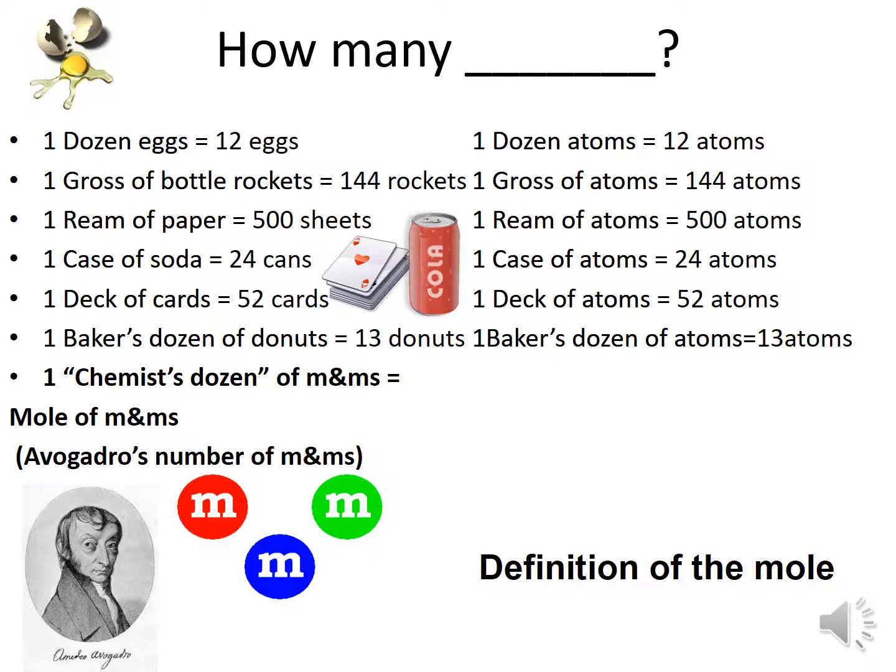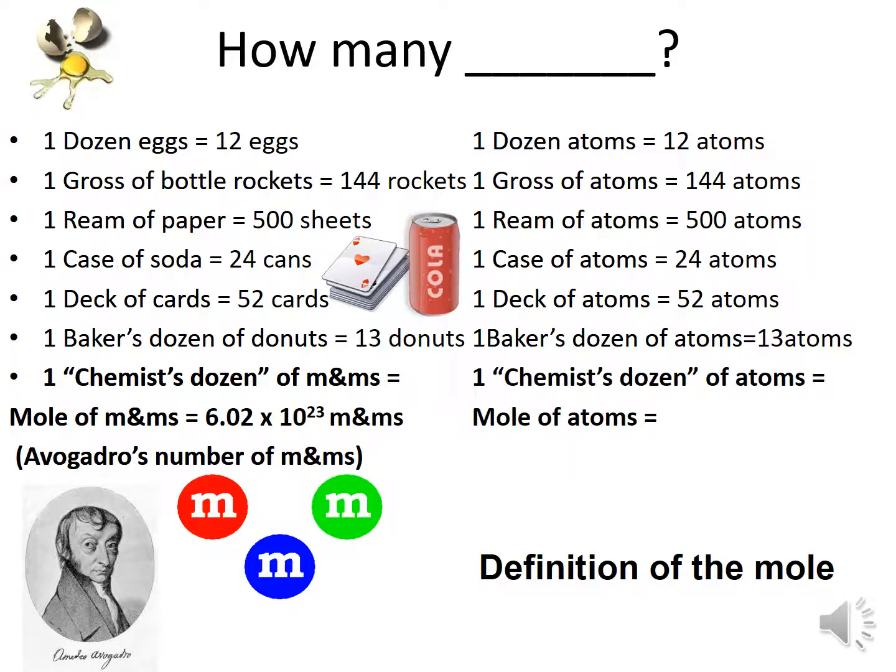The chemist uses a word called mole. A mole contains Avogadro's number of items. So a chemist's dozen of M&Ms would be a mole of M&Ms, and it would equal 6.02 times 10 to the 23rd M&Ms. A chemist's dozen of atoms would be a mole of atoms and would be 6.02 times 10 to the 23rd atoms, Avogadro's number of atoms. So that's your definition of the mole. 6.02 times 10 to the 23rd items is a mole.